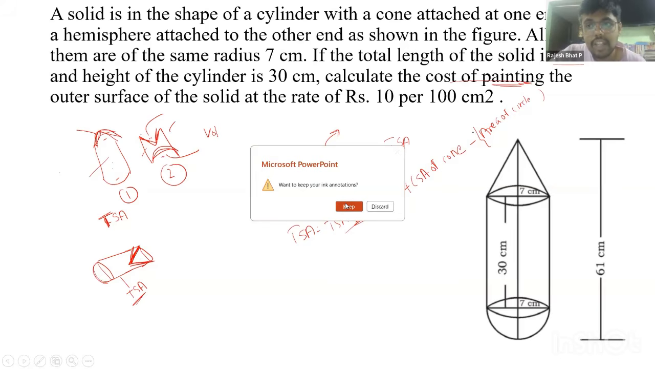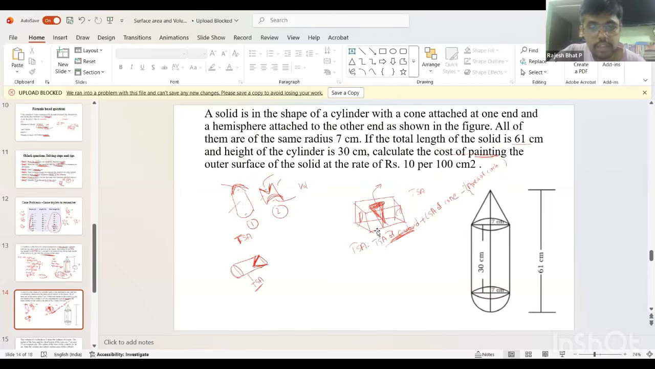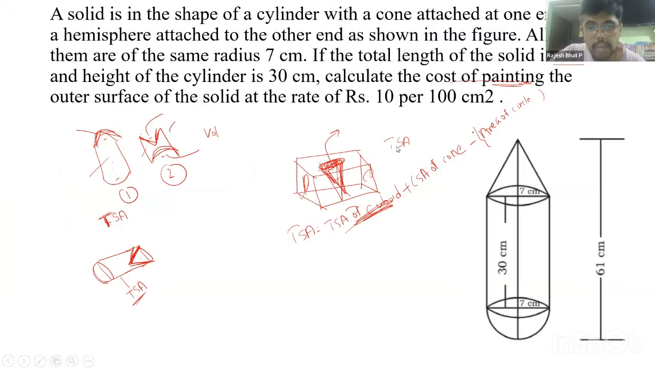See, in this diagram it is TSA only, because first you have to paint all the surfaces. First there is a cuboid. You have to paint all of the cuboid, and you have to paint the interior wall of this cone. But the problem you have done is you are not painting here, yet you have already included it here. That means you have to subtract it. That is why I'm subtracting here.